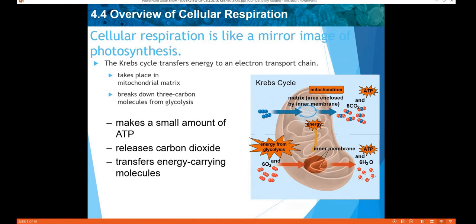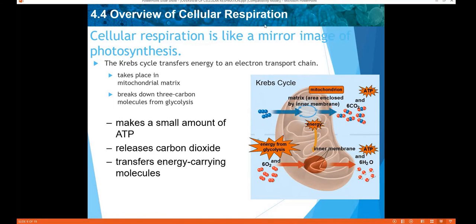A mitochondrion is surrounded by a membrane. It has 2 parts that are involved in cellular respiration, the matrix and the inner mitochondrial membrane. So in mitochondria, cellular respiration takes place in 2 stages. Stage 1 is the Krebs cycle and stage 2 is the electron transport.